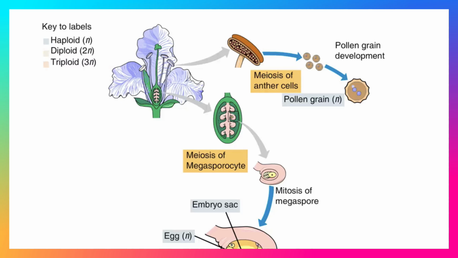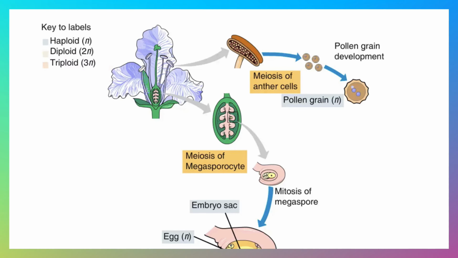Let's review the sequential stages of the angiosperm life cycle. The process that occurs in the ovary, which initiates the development of female gametophytes, is the division of a megasporocyte by meiosis. Inside an ovule, the megasporocyte, 2N, undergoes meiosis to form 4 cells, but only one of these cells survives as the megaspore, N.